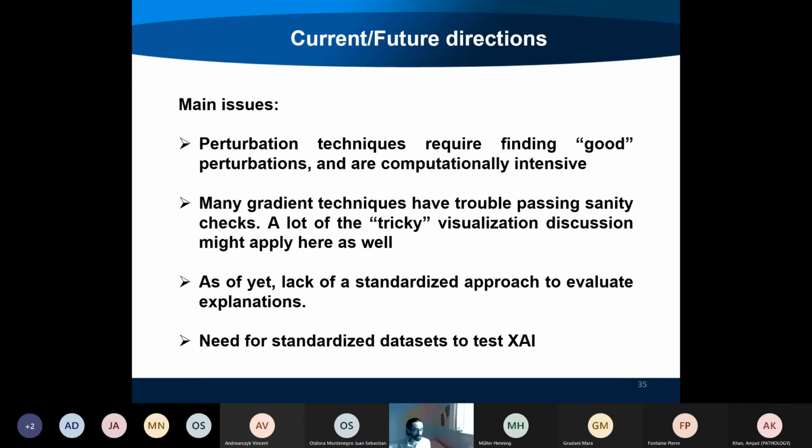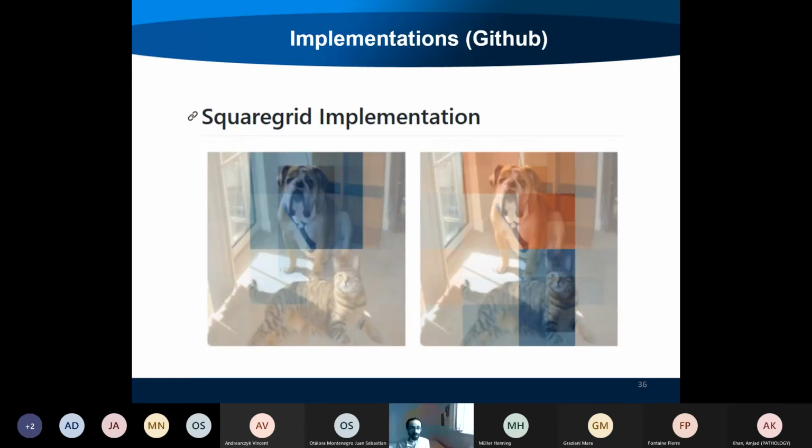Maybe we could generate an artificial data set where we know exactly what we're expecting, where we know that the classification has to highlight exactly this area in an explanation. Otherwise, the network is not focusing on what we know we want. So there could be some standardized data sets to test XAI. I think that's a possible future direction.